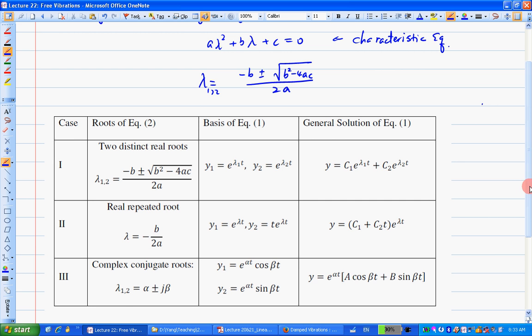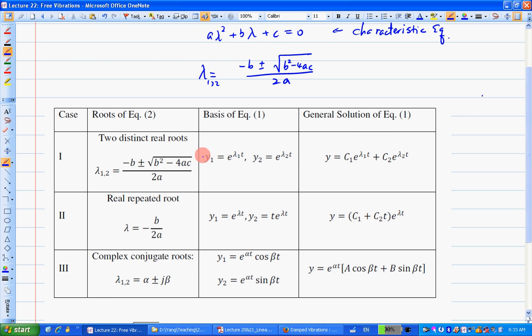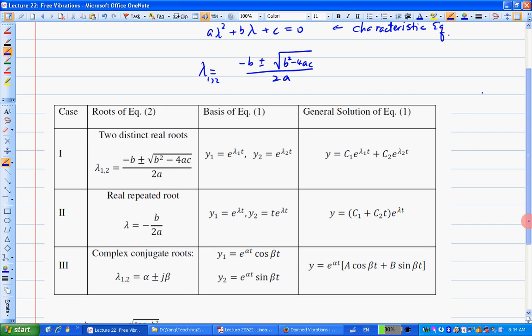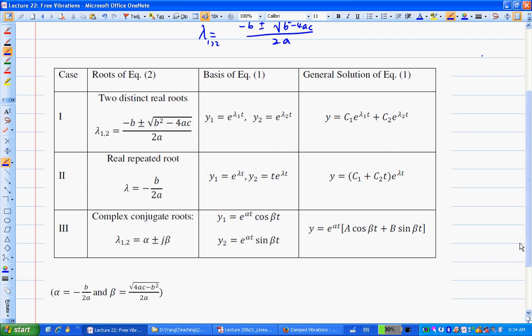First case, when you have 2 distinct roots, that's your general solution. Second case, when you have 2 repeated roots, this is your general solution. Last one, we have 2 complex conjugate roots, and this is the general solution. So basically, here is your guideline. It's very straightforward now. The value of alpha and beta for the third case regarding b and a is this.